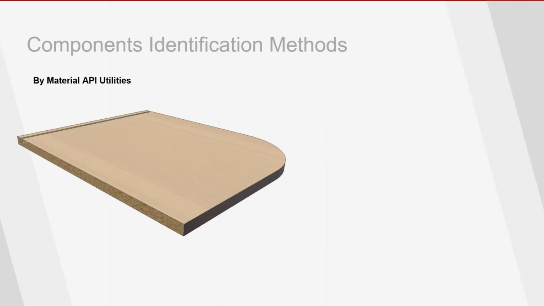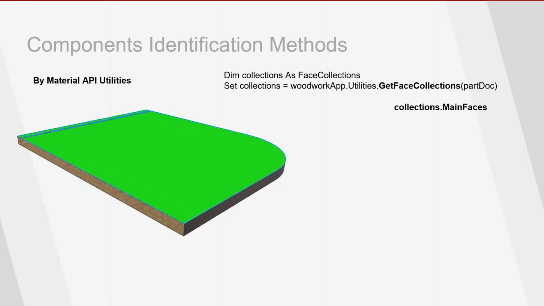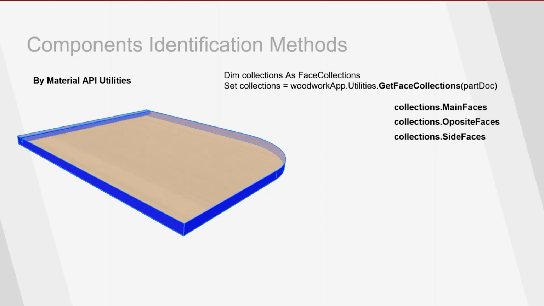There are cases when it is necessary to get an answer inside the program to the question of which face is the main face, for example, or which are the opposite faces, because it can be one face or more faces. Again, you get collections of faces, and maybe you are interested in which faces are side faces. The Woodworker Inventor API is designed to make such queries and retrieve the face collections that contain these faces.